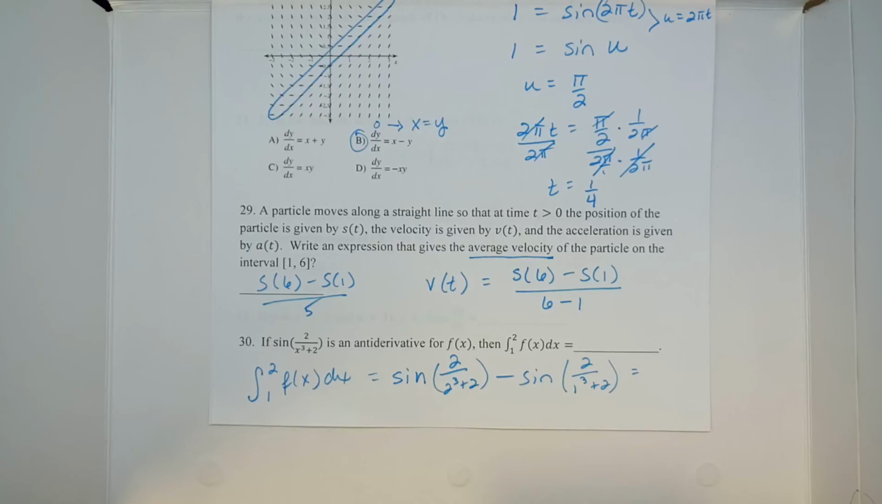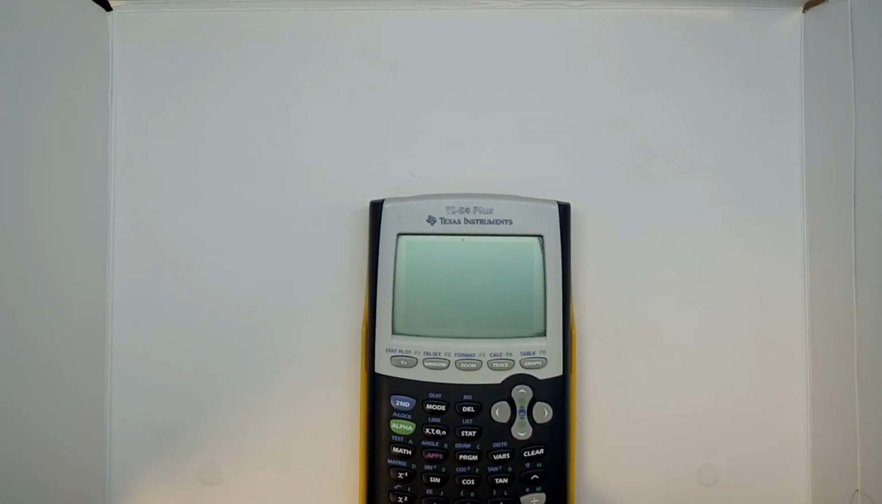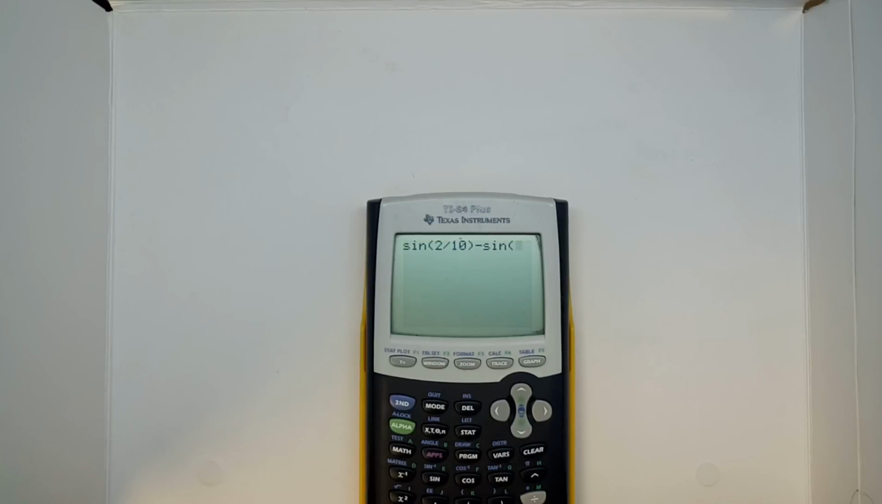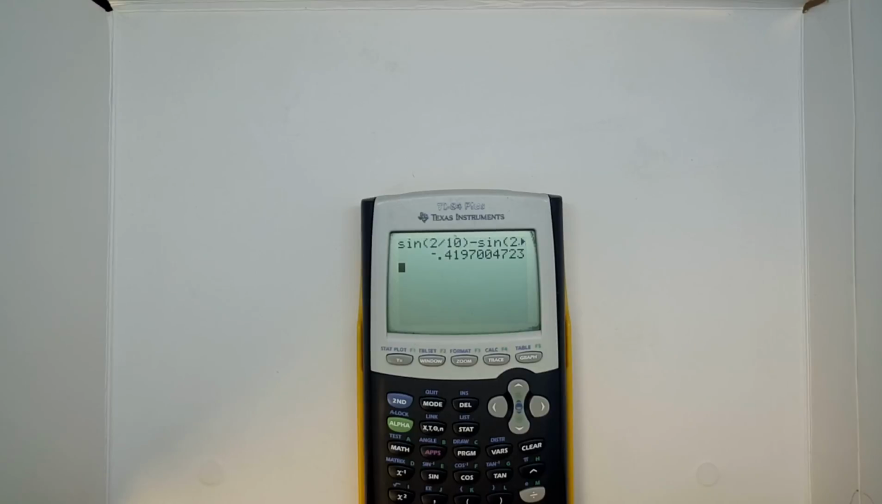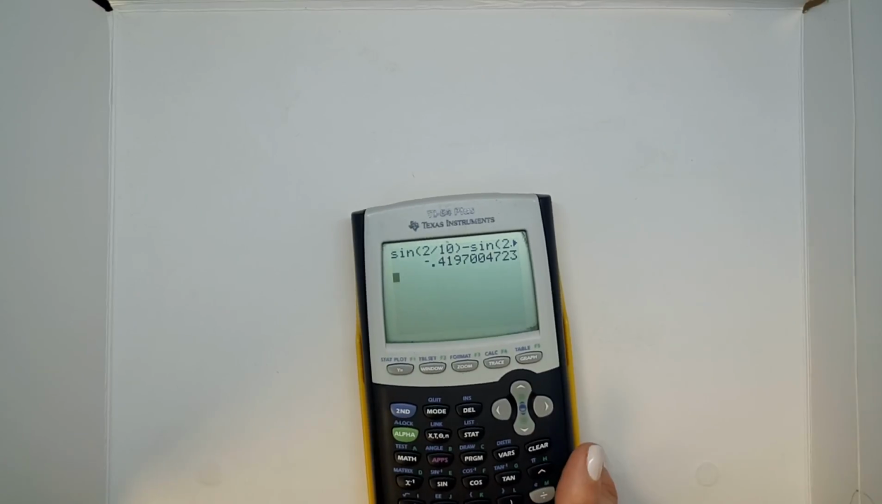Okay, so make sure the mode is in radians. Okay. And we're going to do sine 2 divided by 2 cubed is 8 plus 2 is 10, so 2/10, minus sine 2 divided by 1 cubed plus 2 is 2 divided by 3. And we get negative 0.4197. And that's your answer.